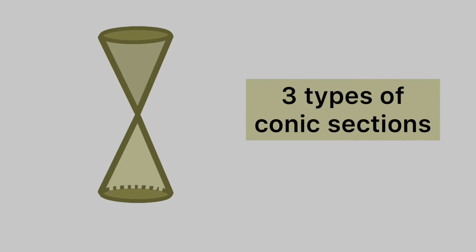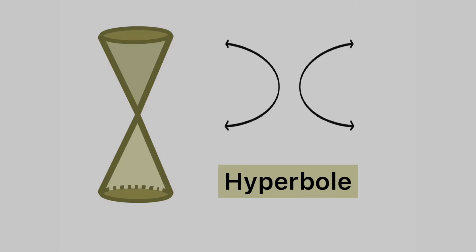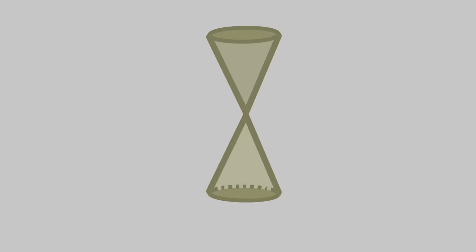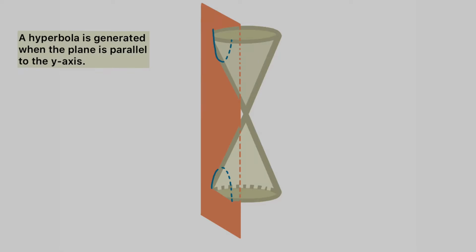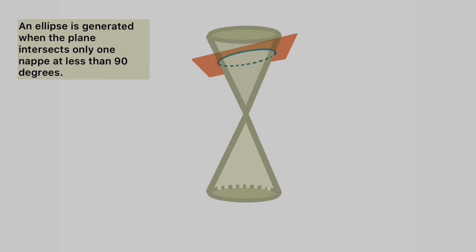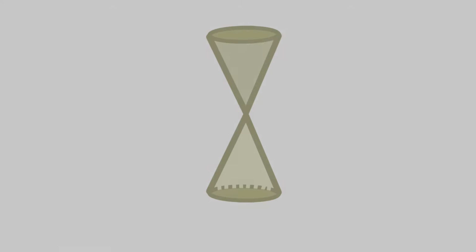First of all, we need to understand what a conic is. A conic is made up of two nappes. There are three types of conic sections that are generated by intersecting a plane with a conic: parabola, hyperbola, and ellipse. A parabola is generated when the plane is parallel to the generating line. A hyperbola is generated when the plane is parallel to the y-axis. An ellipse is generated when the plane intersects only one nappe at less than 90 degrees.